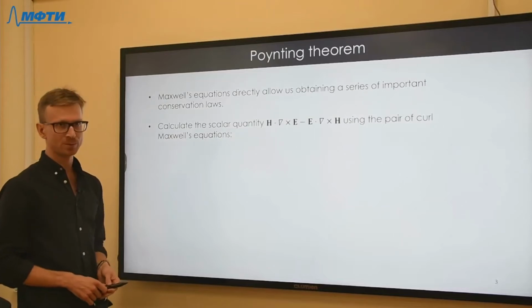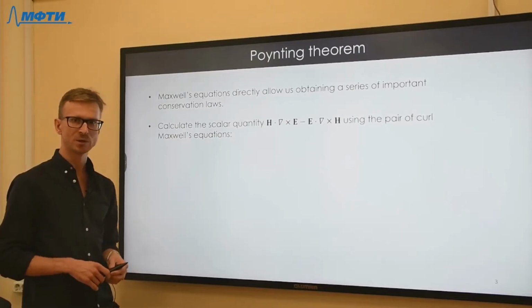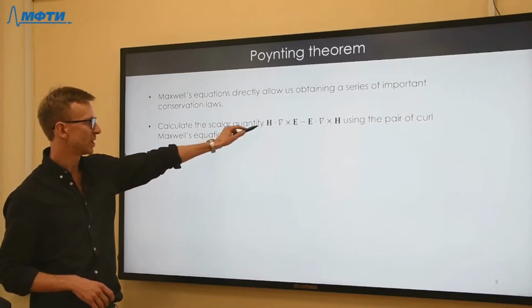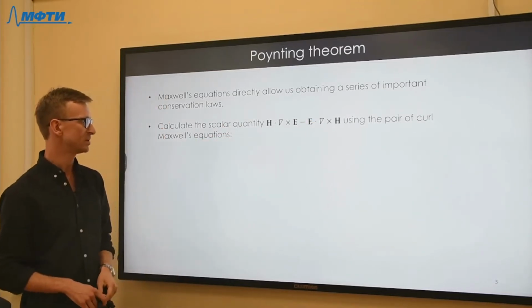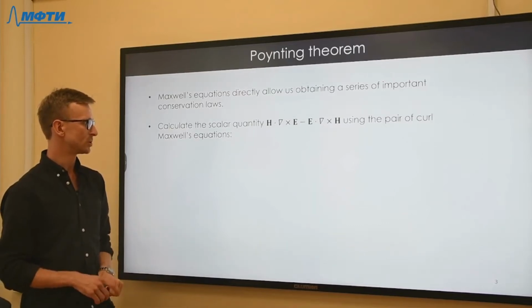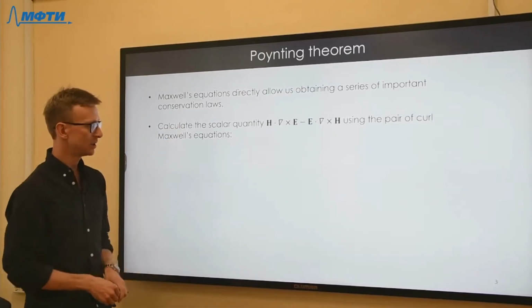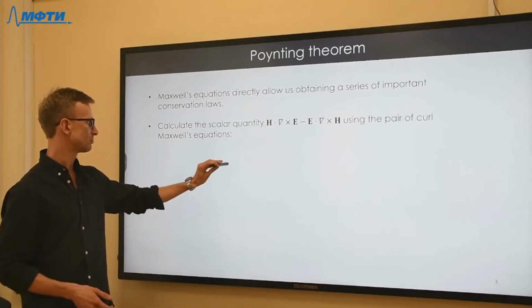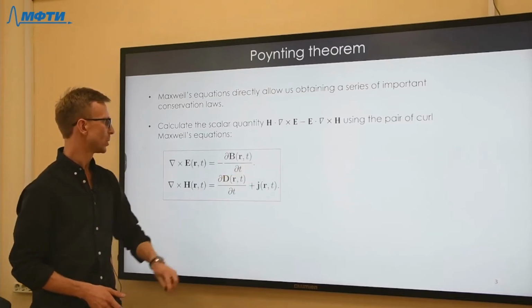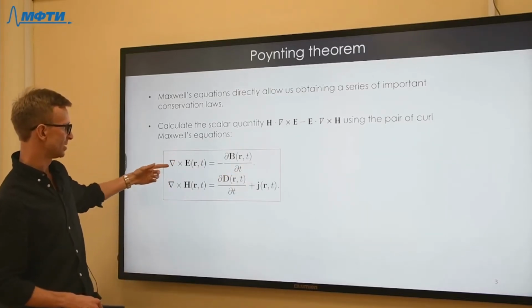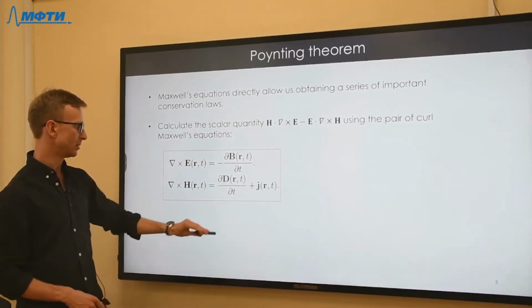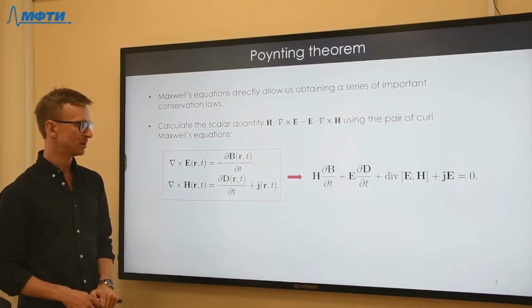So how do you approach the Poynting Theorem? The Poynting Theorem is a direct consequence of Maxwell's equations. And to obtain the Poynting Theorem, we're going to start with Maxwell's equations, and we're going to take this combination of electromagnetic fields, H dot curl of E minus E dot curl of H. And we have our curl Maxwell's equations, so we can multiply this guy by H, we can multiply this guy by E, and subtract one from another, and using this, we obtain this expression, this identity.